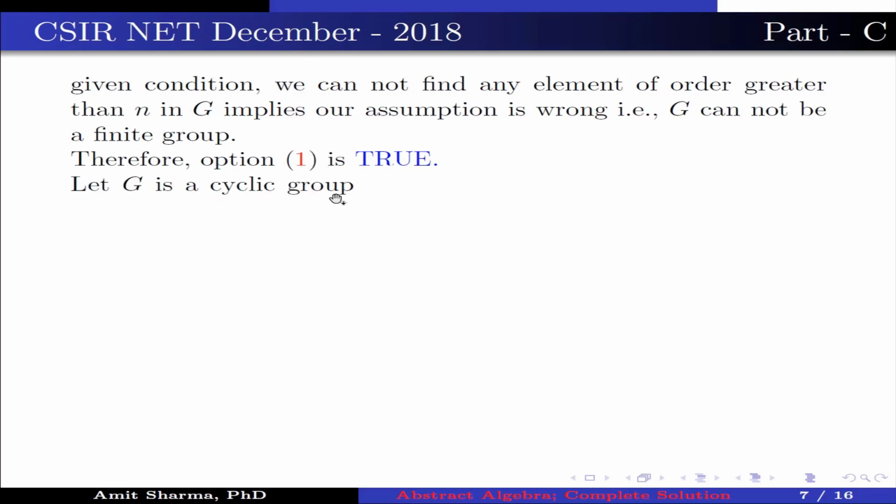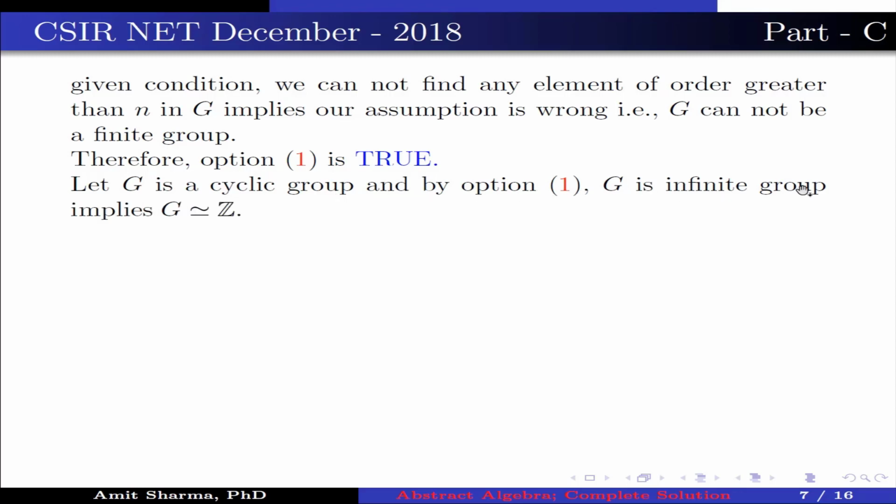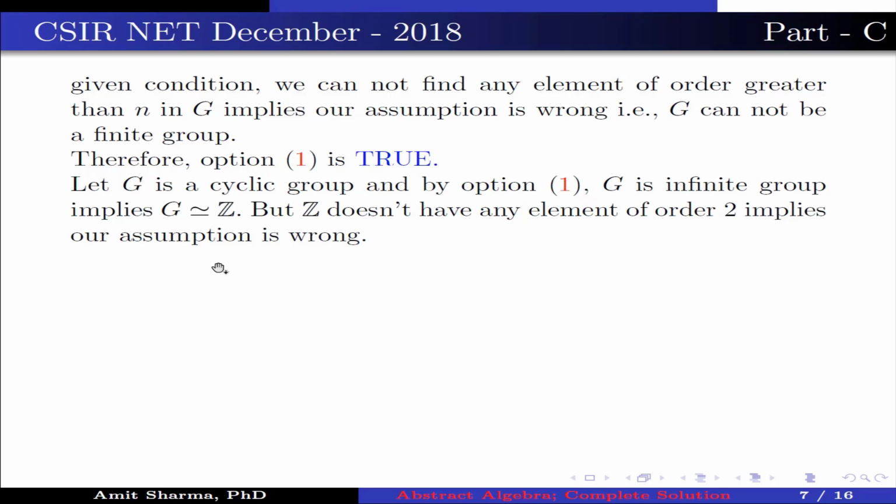Let G be a cyclic group, and by option 1 G is an infinite group. This implies G is isomorphic to Z, but Z doesn't have an element of order 2. This implies our assumption is wrong. That is, G cannot be a cyclic group.